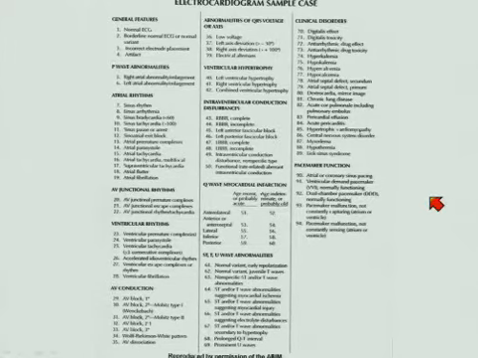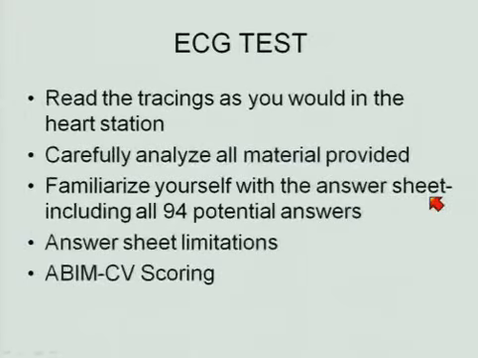So as I say, what I would do is read it as you would at the heart station, then try to reconcile your answers with the options that you have on the answer sheet. The scoring: each question typically will have about 10 points, and various components of the answer, based on the importance to the tracing, will be allotted those points.